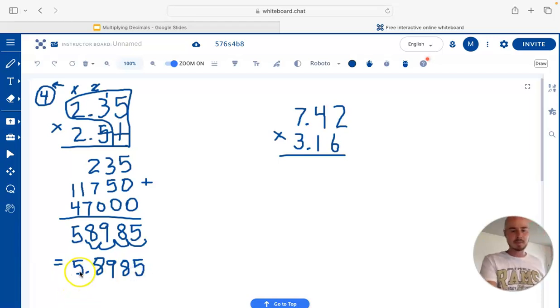Just to recap how to read this, the whole number comes first, so 5, then you would say "and." Let's review the place value. So this is the tenths place, the hundredths, the thousandths, and now we have the 10,000ths place. So that would read as 5 and 8,985 10,000ths. Okay, moving over to the next problem.